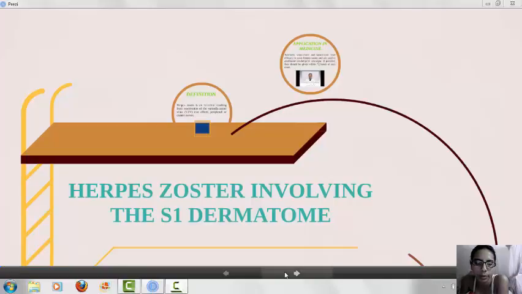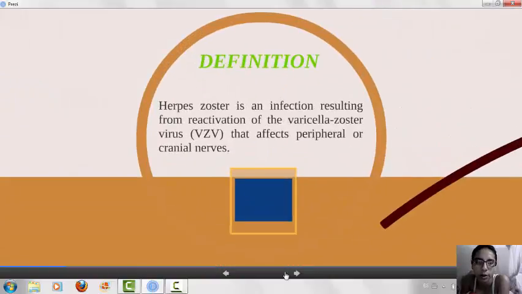Herpes zoster involving the S1 dermatome. Definition: Herpes zoster is an infection resulting from reactivation of the varicella zoster virus that affects peripheral or cranial nerves.